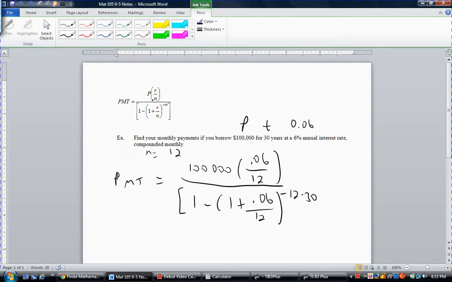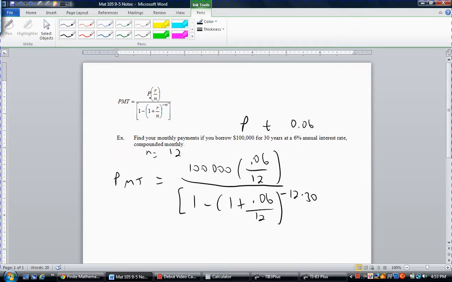Now P is the amount that you borrow, which is going to be 100,000 in this case. R is the interest rate, 6% as a decimal. Move the decimal 2 places to the left, so it's 0.06. N is the number of compounding periods in a year, so since it's monthly, that's going to be 12. And T is going to be the time in years.